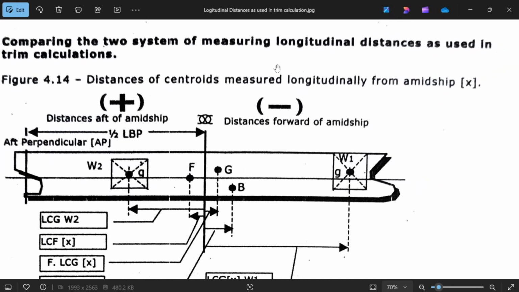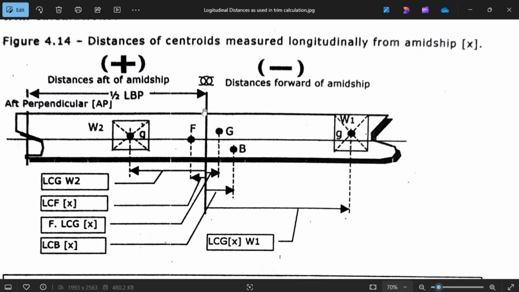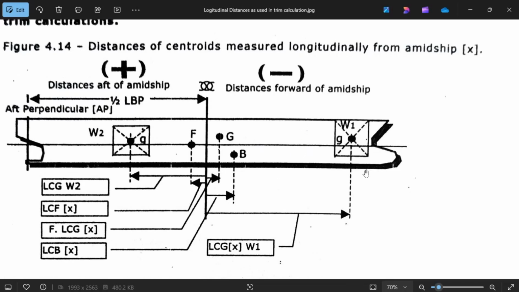Comparing the two systems of measurement, longitudinal distances are used in trim corrections. The distance of centroids is measured longitudinally from amidship, meaning all measurements here are based from amidship. So from here, you measure it going forward. You could be either here or here, depending on your weight. Let's say this is hold number 1, hold number 2, hold number 3, and so forth.